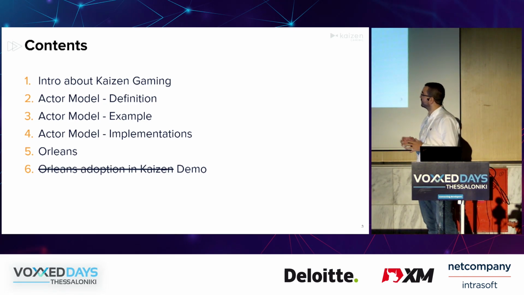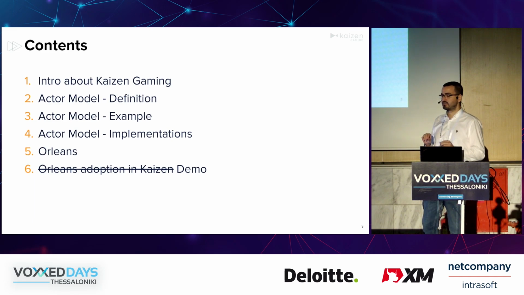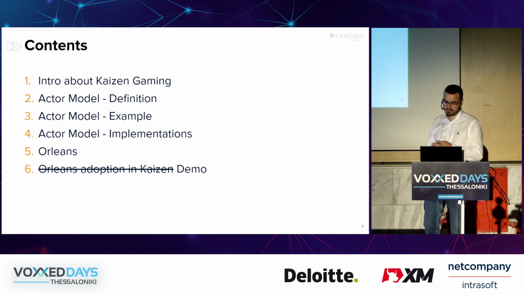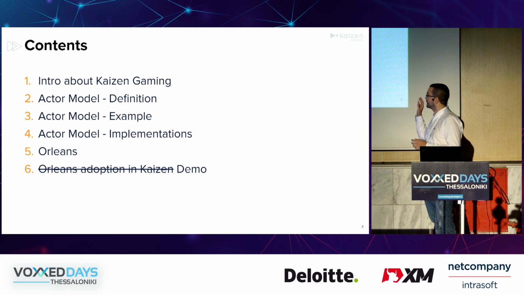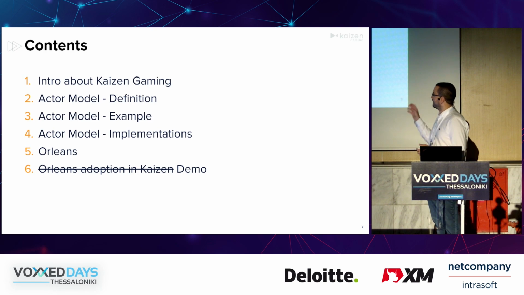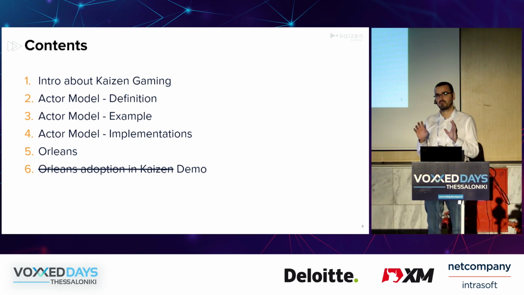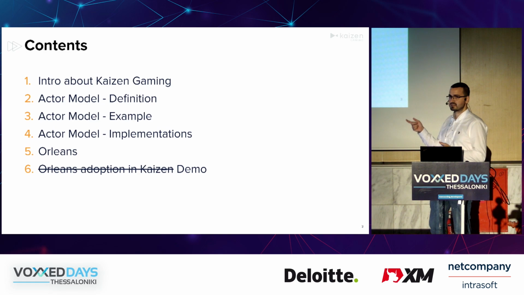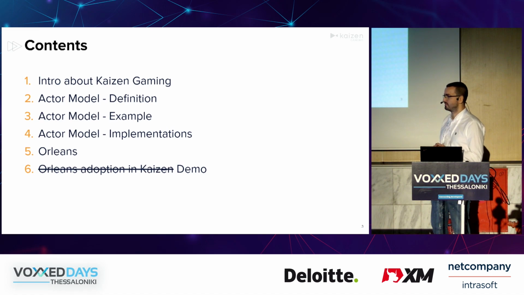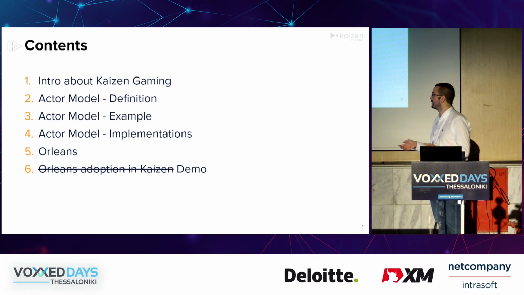So we will talk about a small intro about our company and what has guided us to having this kind of traffic to our site. We will see how the actor model has helped us scale to those levels. What is the actor model? We will see an example of how to model things with actors and some implementations for various languages. We use .NET, and one of those implementations is Orleans. And we will say why specifically Orleans is suited and it's the preferred way for us to go forward.